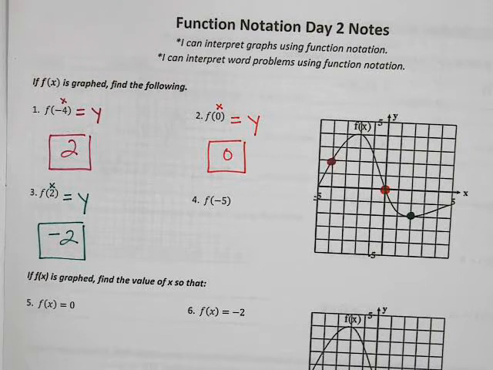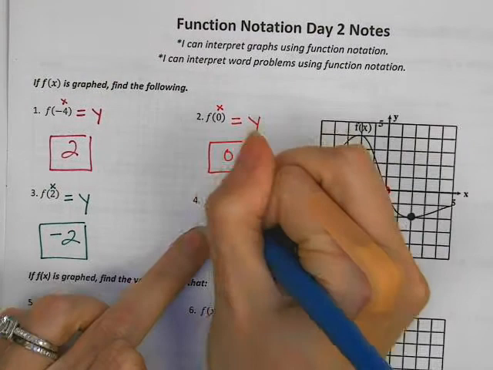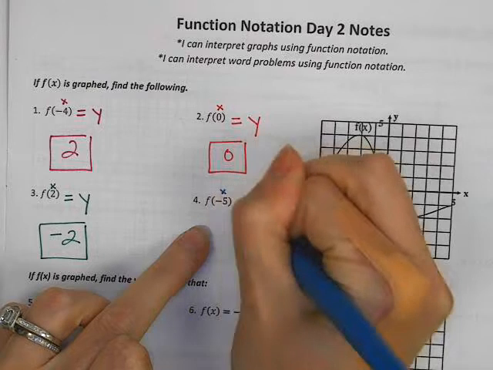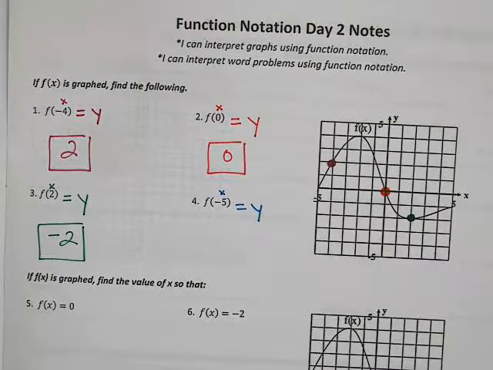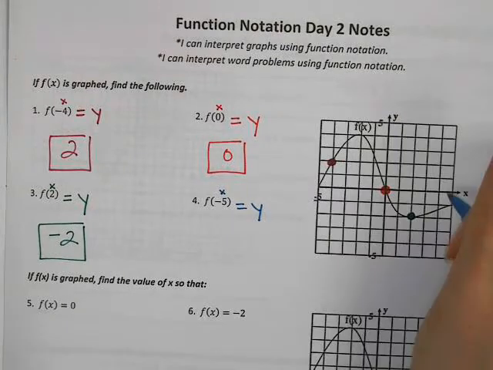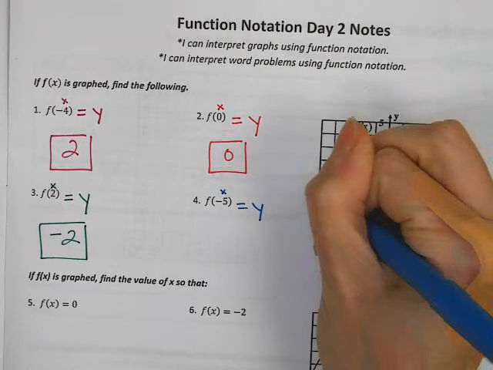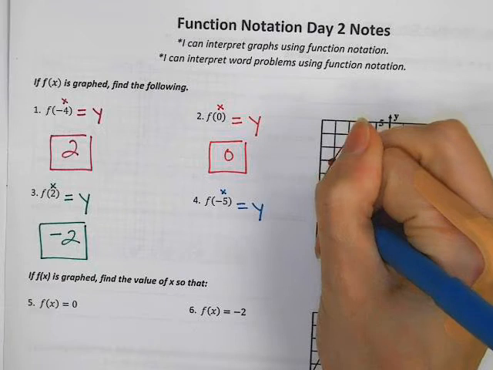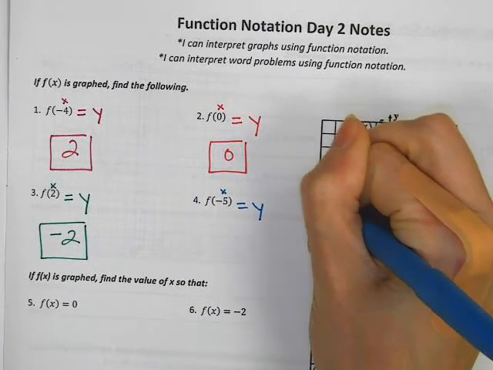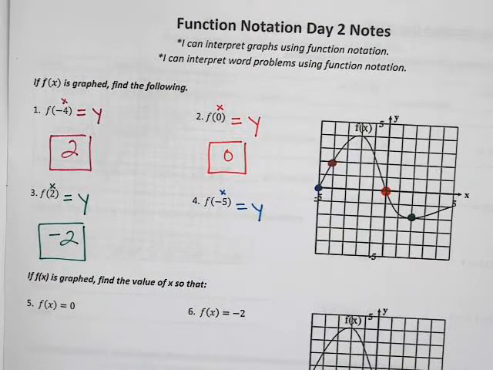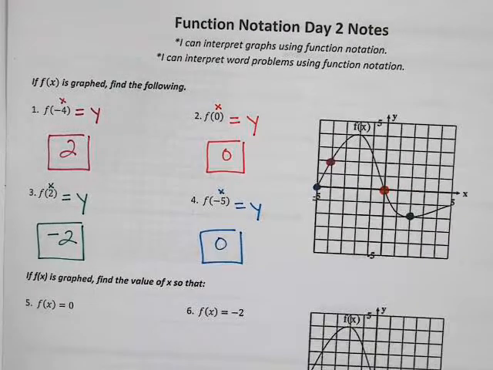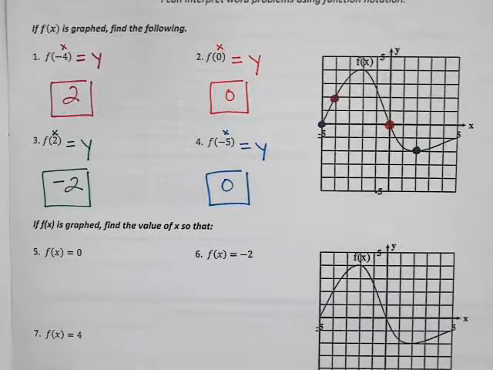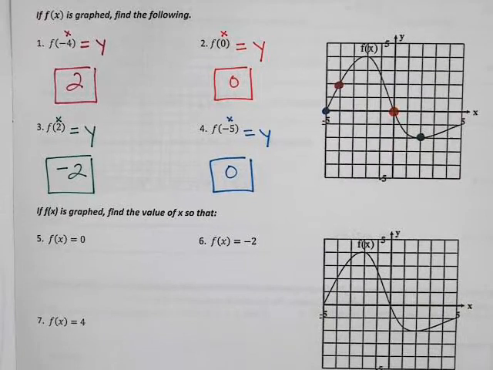All right, number 4. And this one's saying when x is negative 5, what is the y value? All right, so find the graph where x equals negative 5. That's right here. And then find where it hits the graph, which is actually right here. And what is the y value there? It's 0. All right, I hope those make sense. Call me over if not.